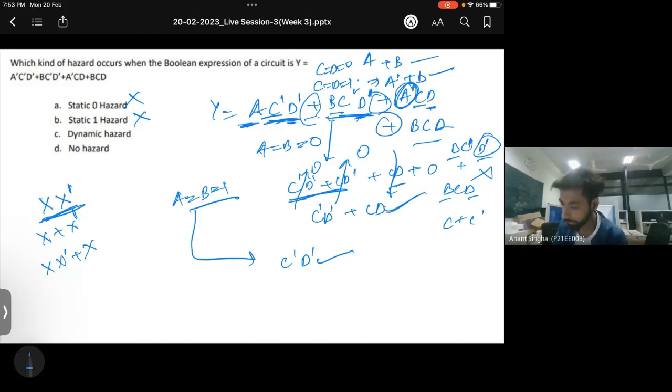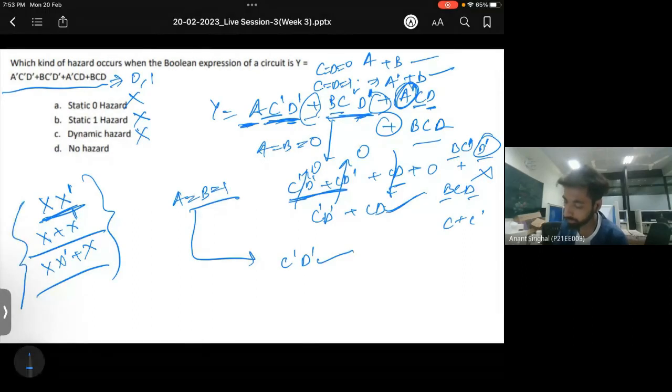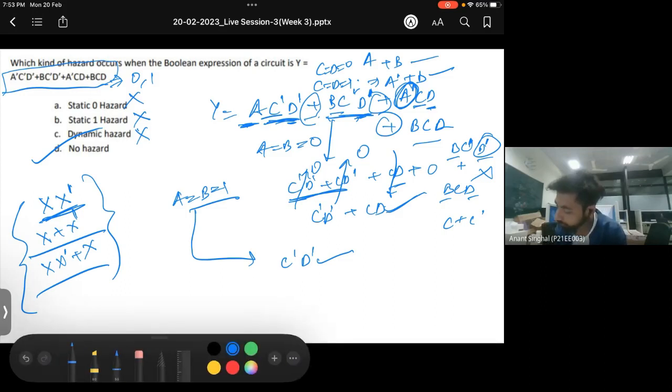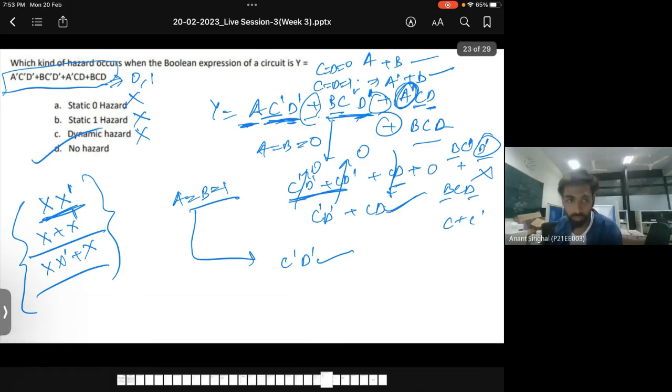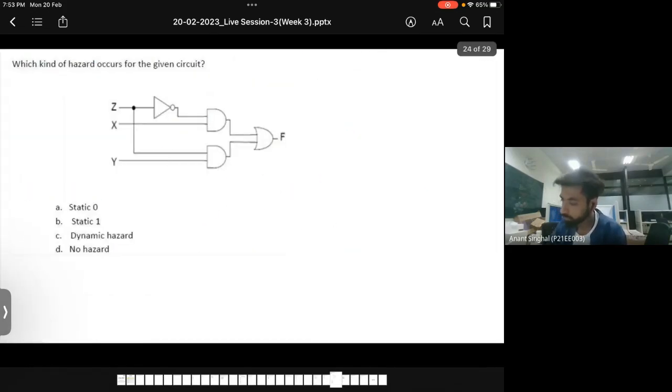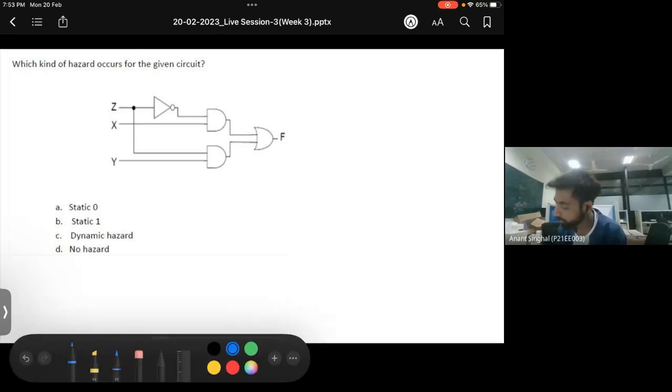I hope you are getting it. And there is no dynamic hazard. You can check. You will never get this type of expression with any combination of 0 and 1. So this particular question has no hazard. You can even check after the session also. If you are getting any, you can tell me in the next lecture. I'll move forward. Try to do this. This is a simpler question, so it will help.